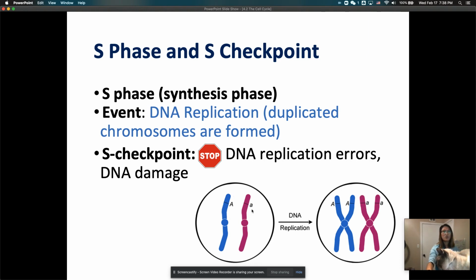Once again, we go from 1 DNA to 2 DNA. This right here is a sister chromatid to this right here. They are identical copies. This right here is the sister chromatid of this piece of DNA, and they're identical copies as well.